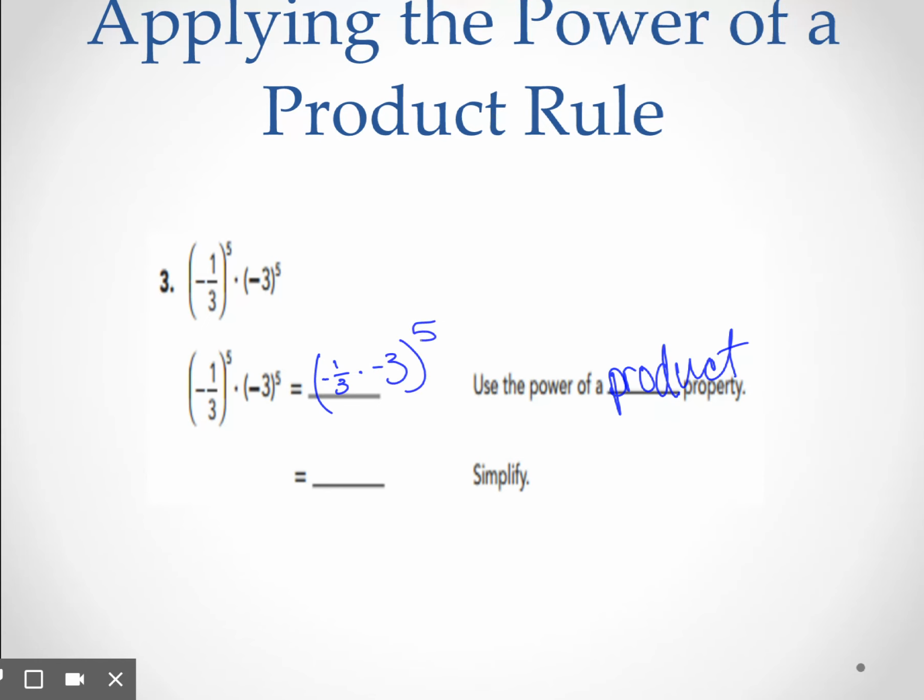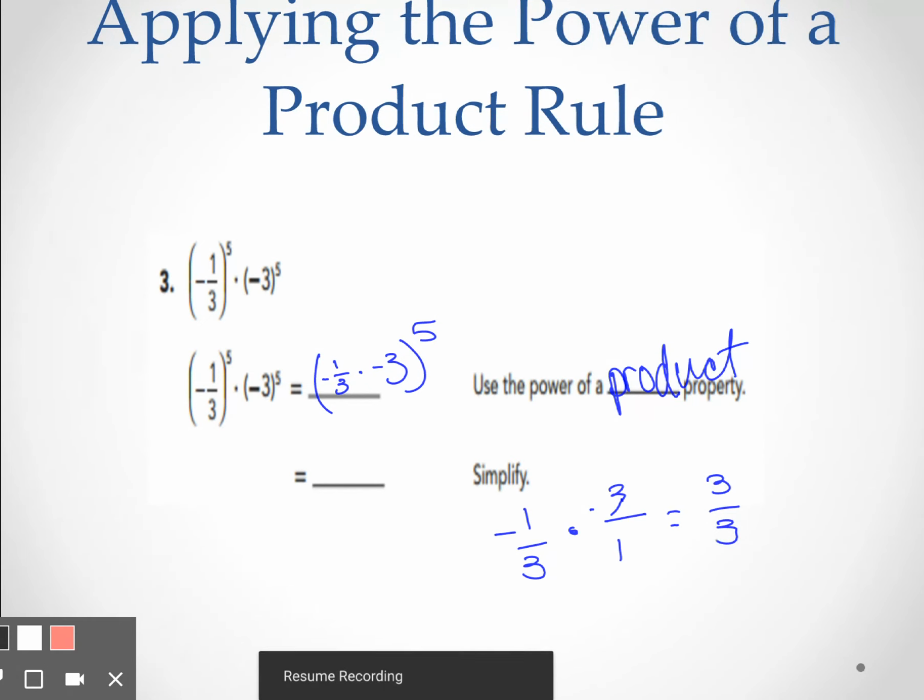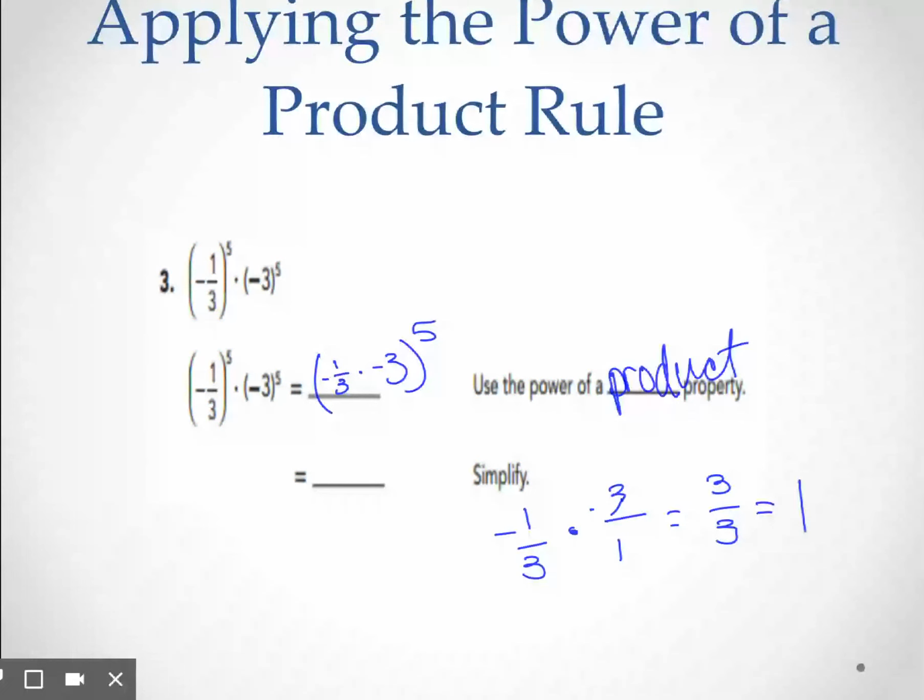If you're struggling with multiplying fractions, remember, I can do negative 1/3 times negative 3 over 1. Any whole number, you can just make it a fraction by putting it over 1. So that means negative 1 times negative 3 is a positive 3 over 3, which simplifies all the way down to 1. So after our multiplication, we are left with 1 raised to the 5th power.